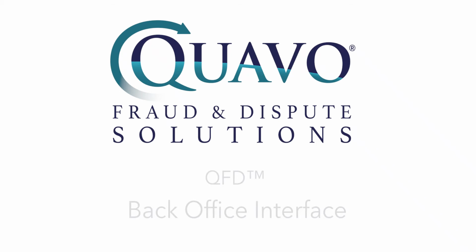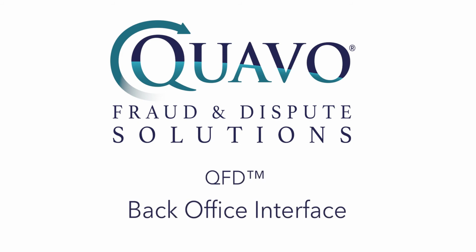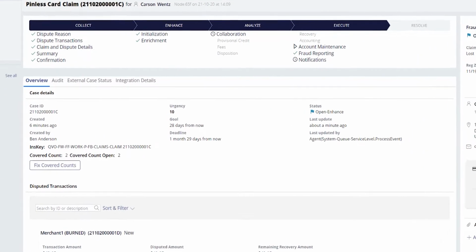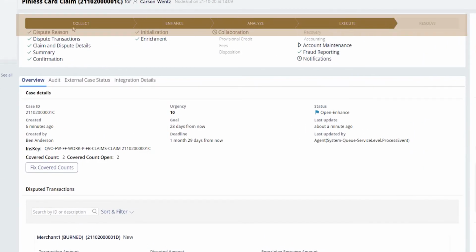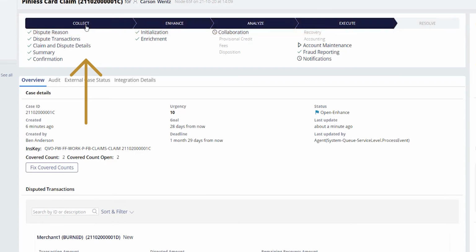As we transition and look at this case in our back office user interface, you can see a vast difference in the amount of information that we provide to investigators compared to what is given during intake. Across the top, you'll still notice that we have our case stages. This time they are collect, enhance, analyze, execute, and resolve.